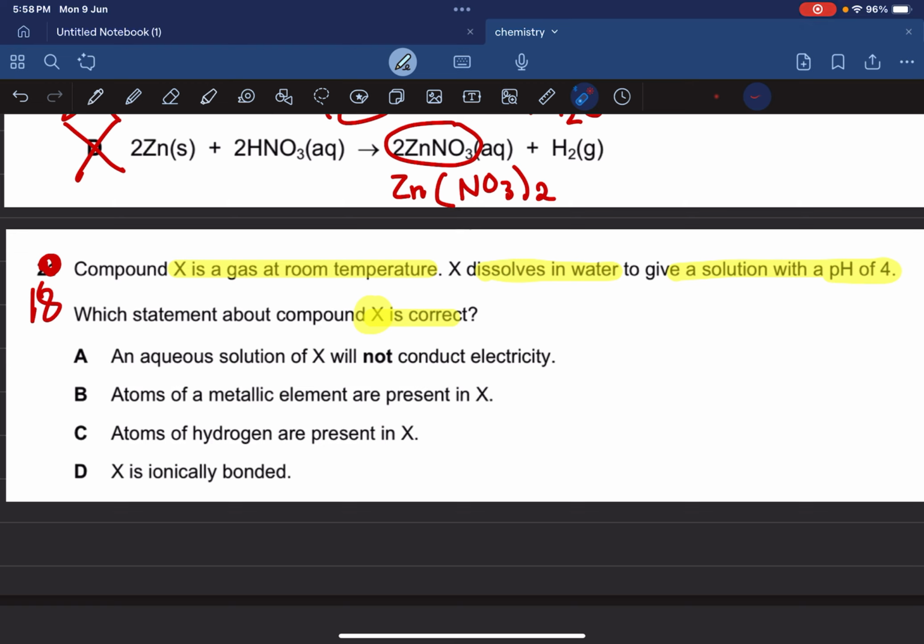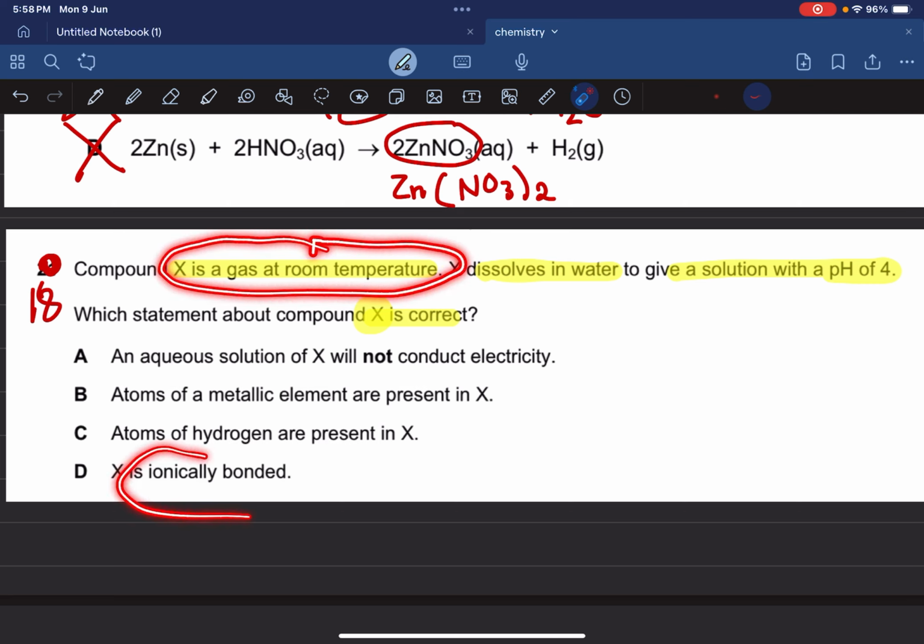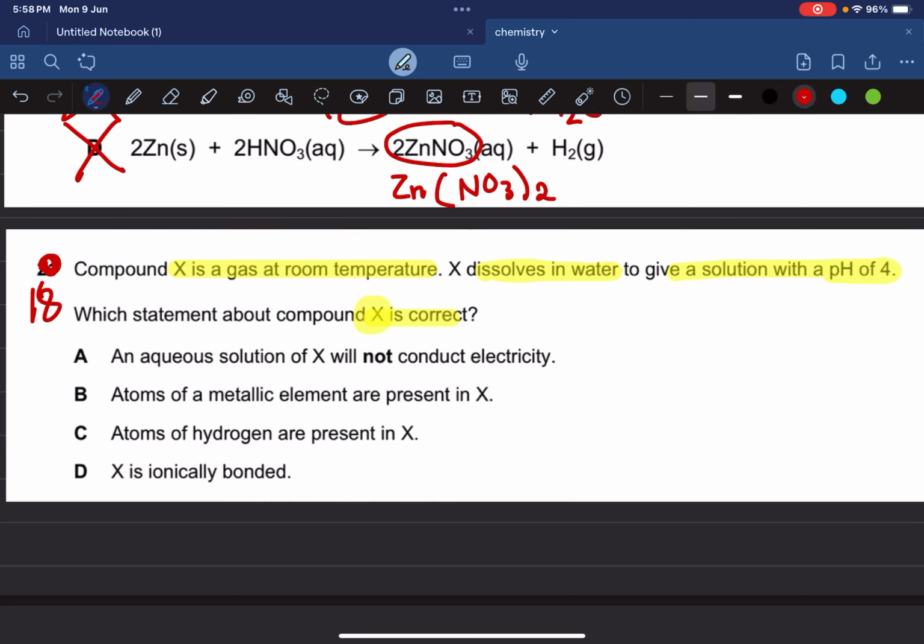Okay, let's start reading from D. X is ionically bonded. What do you guys think? Can a compound be a gas at room temperature and ionically bonded? Ionic solids have high melting and boiling points. At room temperature, they cannot exist as gases. At room temperature, they have to be solids. So, boom, this is cross. Okay. Atoms of hydrogen are present in X. We're going to come at it later, okay? Let's come at it later.